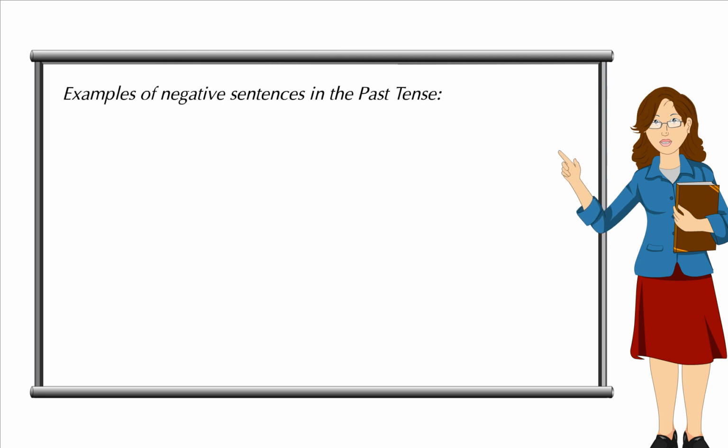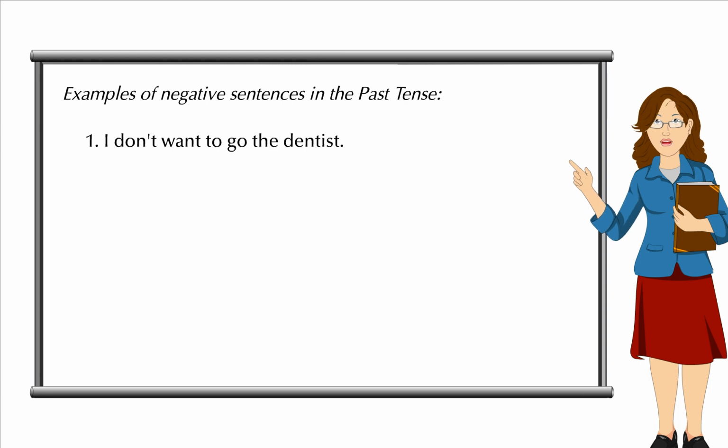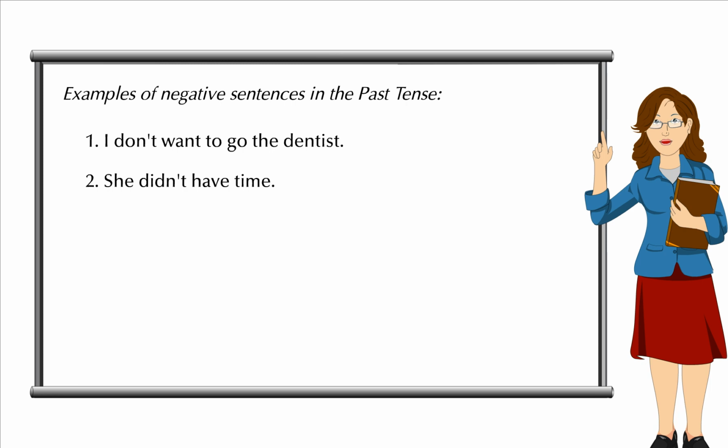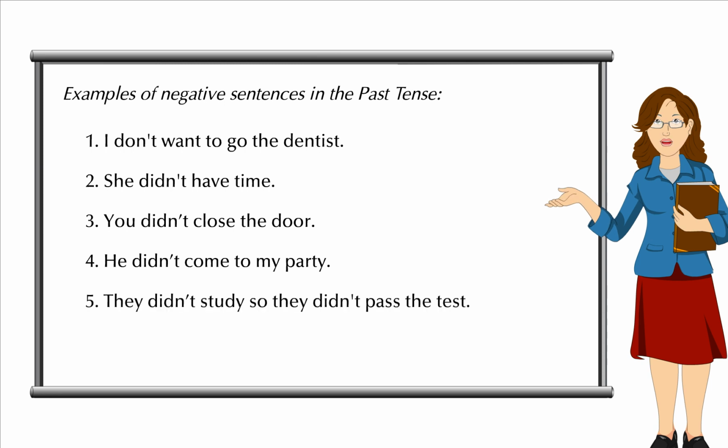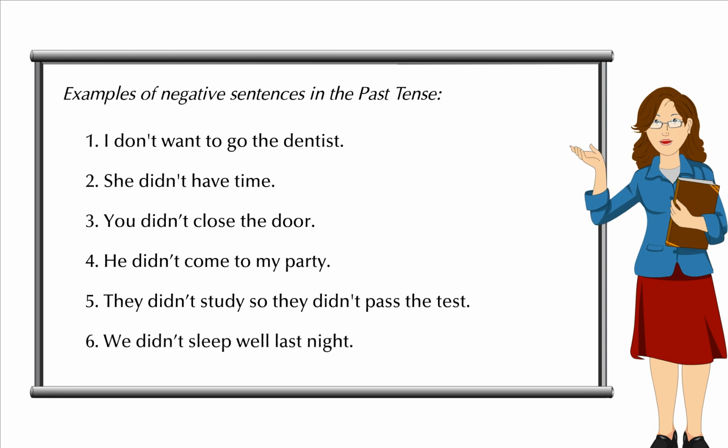Examples of negative sentences in the past tense. Number 1. I didn't want to go to the dentist. 2. She didn't have time. 3. You didn't close the door. 4. He didn't come to my party. 5. They didn't study, so they didn't pass the test. 6. We didn't sleep well last night.